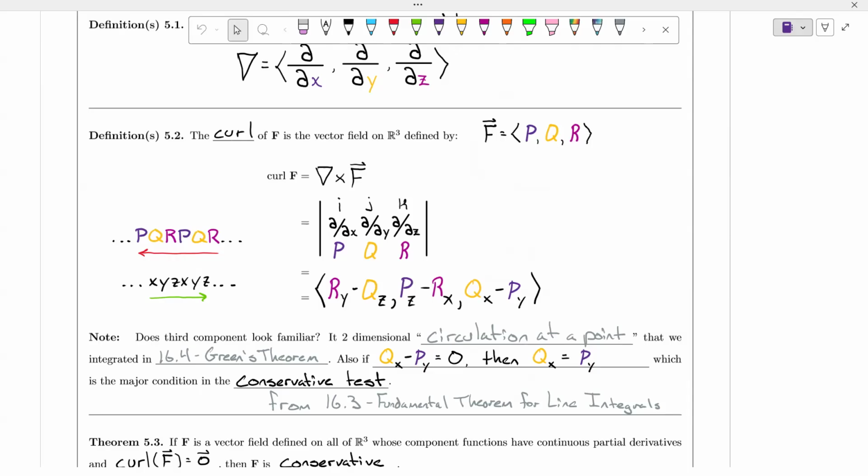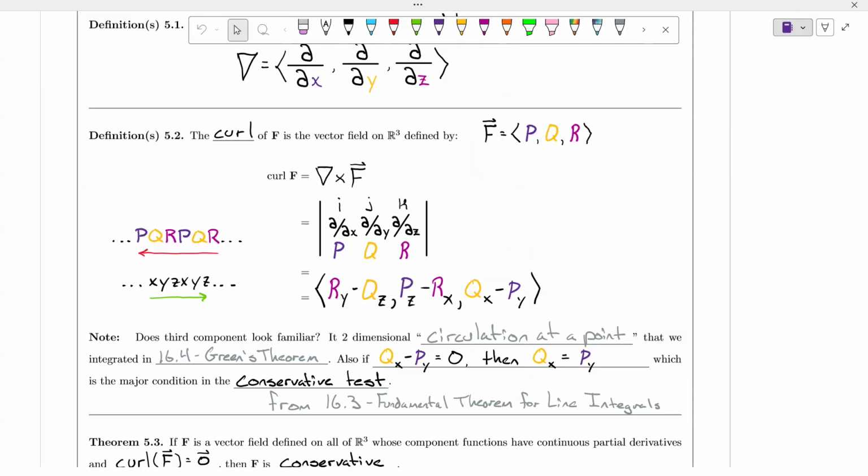The same thing applies to the next 2 components as well. The middle component normally is Y, but it doesn't have any Y derivatives, and it doesn't have anything to do with Q. Q and Y are both absent from the middle component. Same thing with the third and final component, Qx minus Py. No dependency on Z. There's no Z partial, and there's no R at all. R showed up in the first and second components, but not in the third. So each element doesn't show up in its own position with the curl. They all get scattered to the other two places.